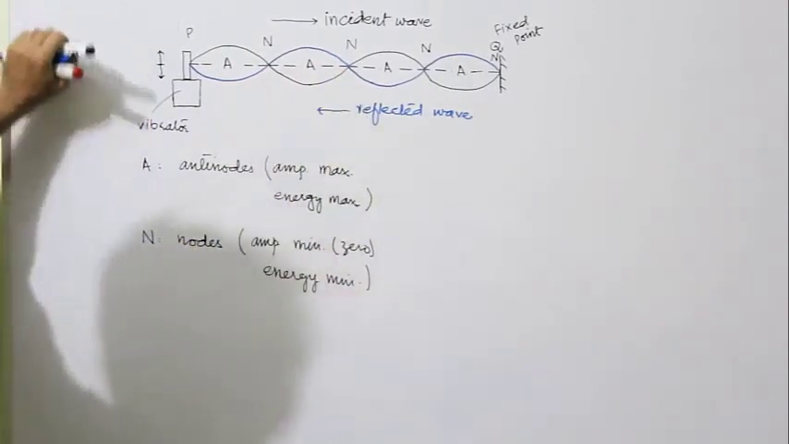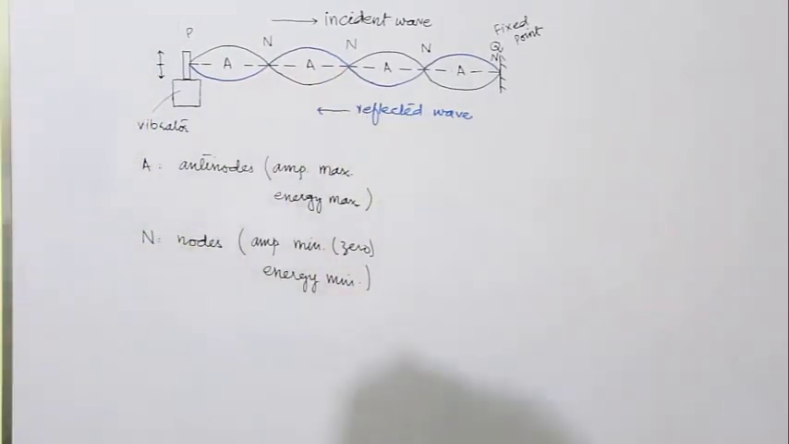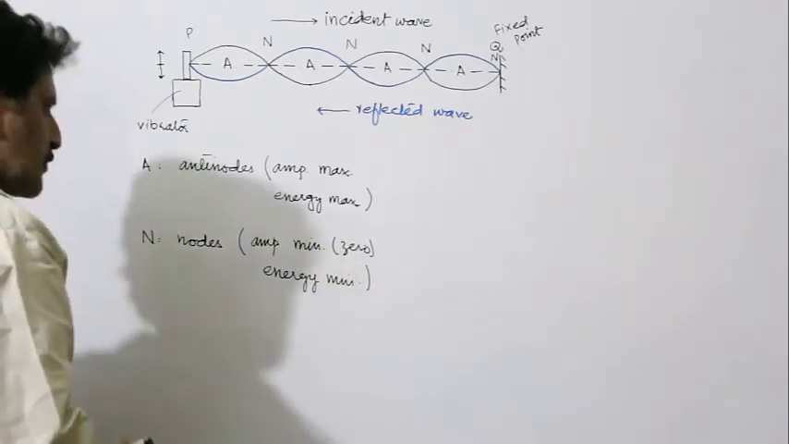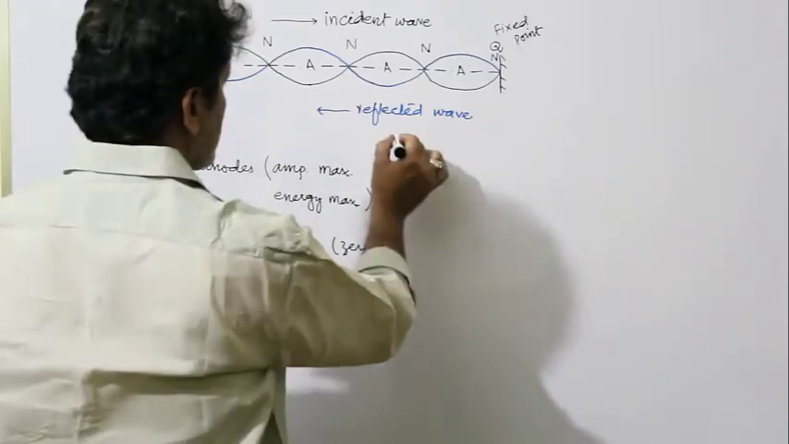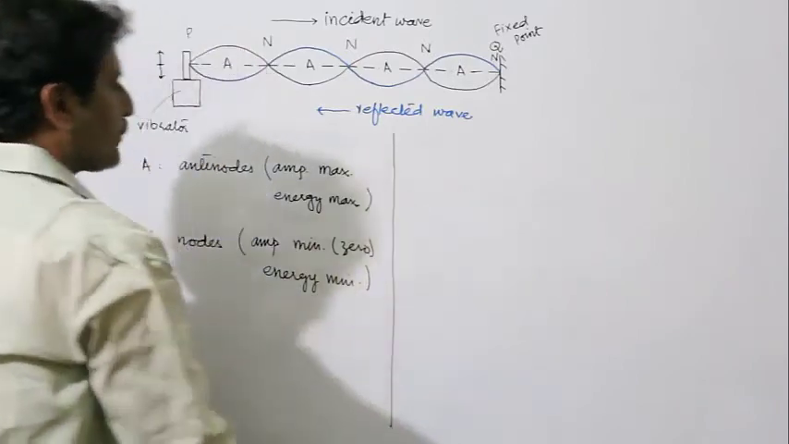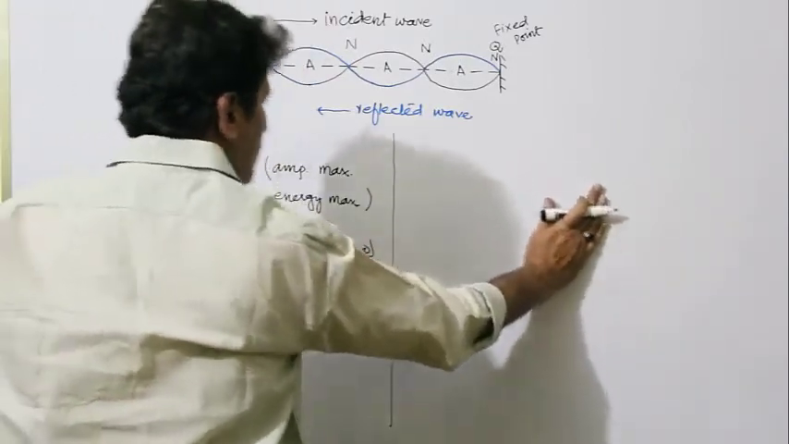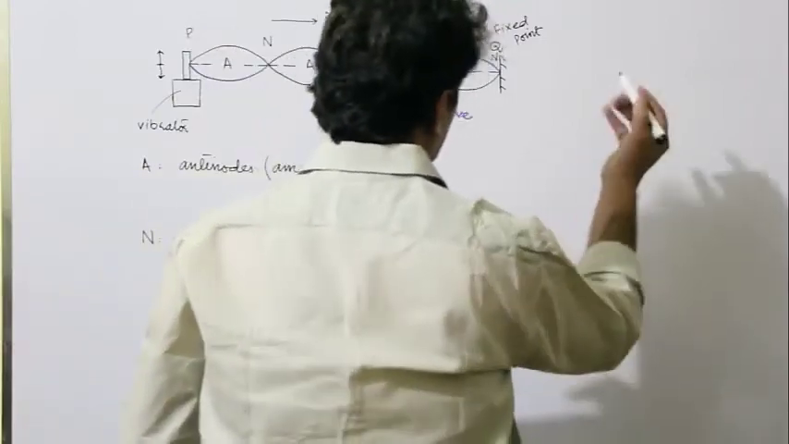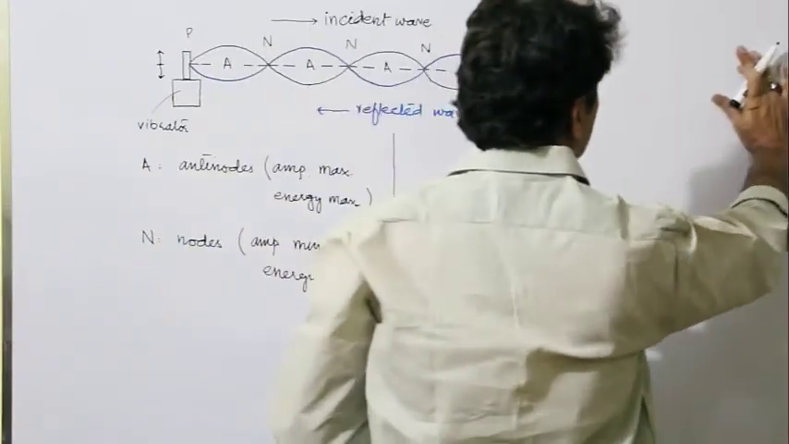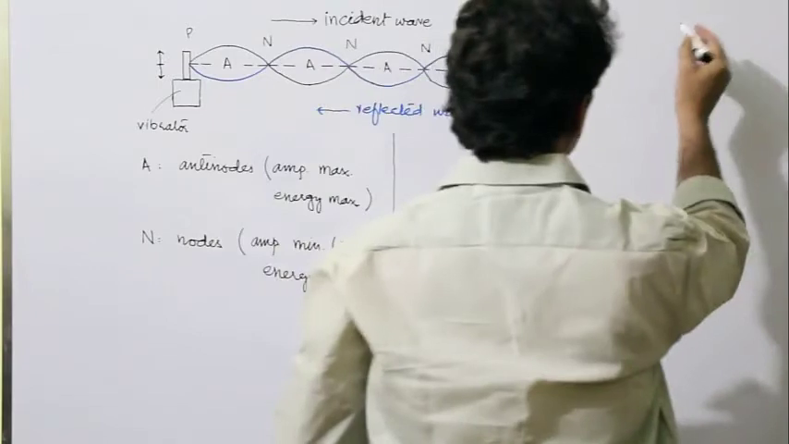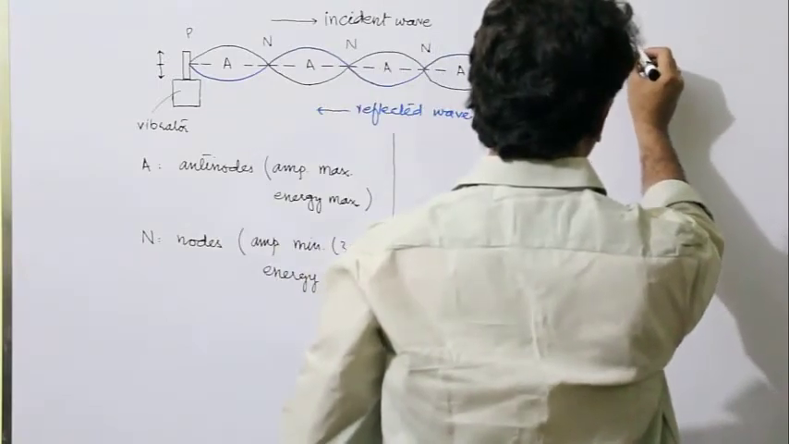Now we'll discuss the properties of the stationary waves. First of all, we'll discuss the wavelength, which is difficult to estimate from stationary waves, and students have difficulty in estimating it. First, we'll describe the wavelength in progressive waves, to repeat our concept.